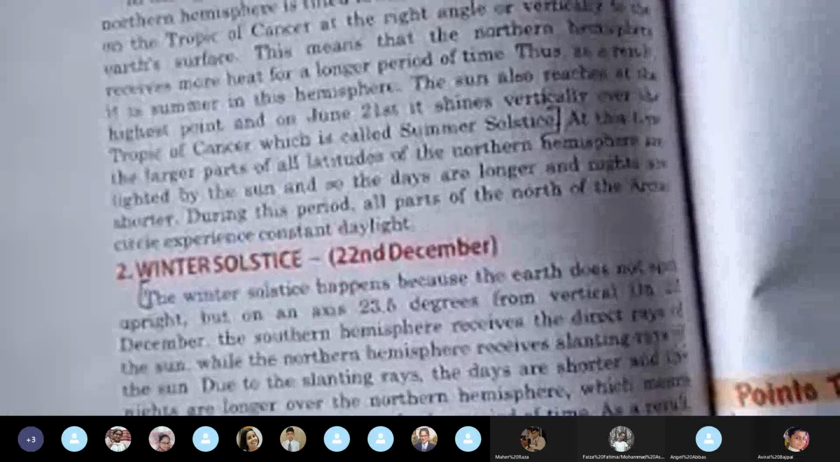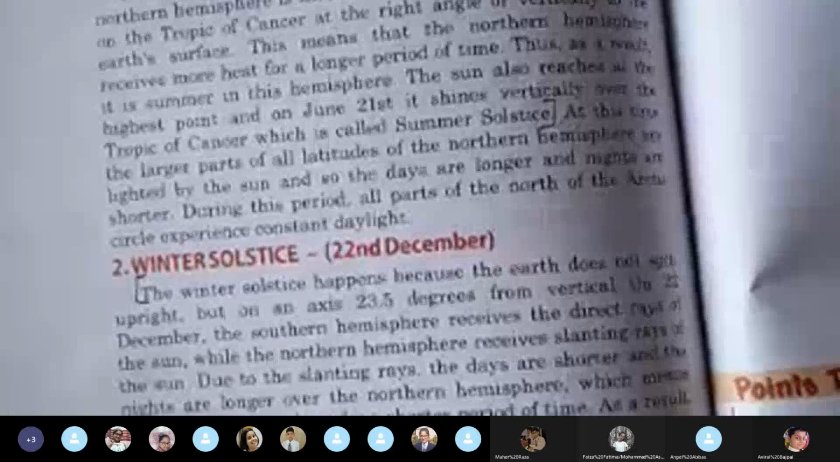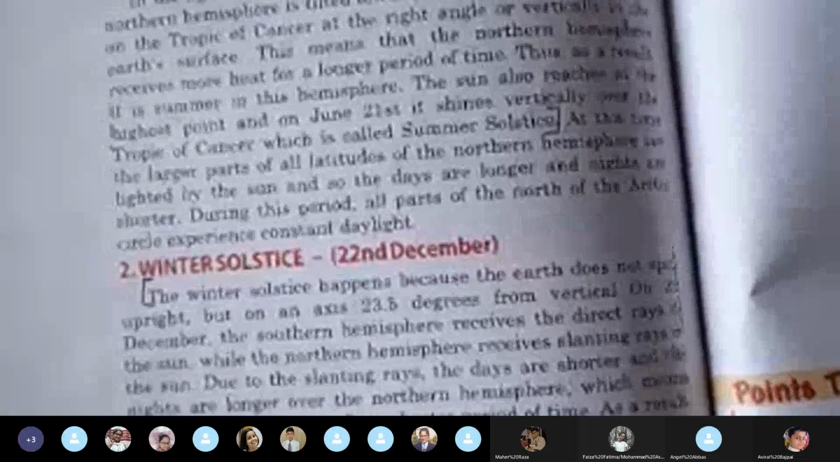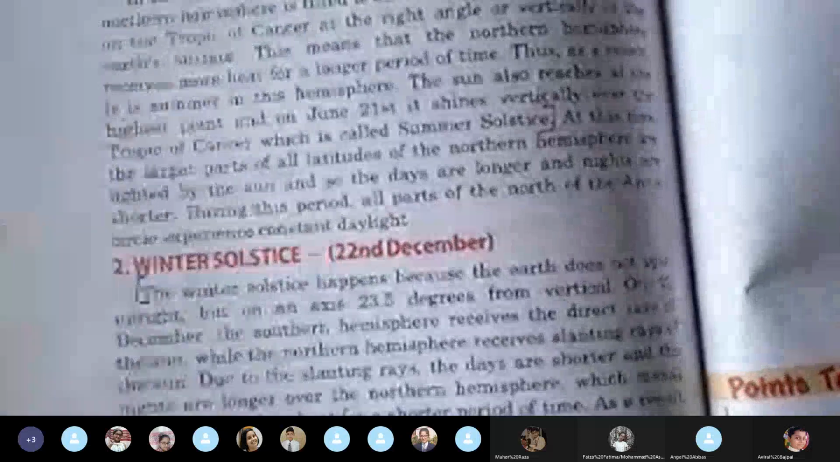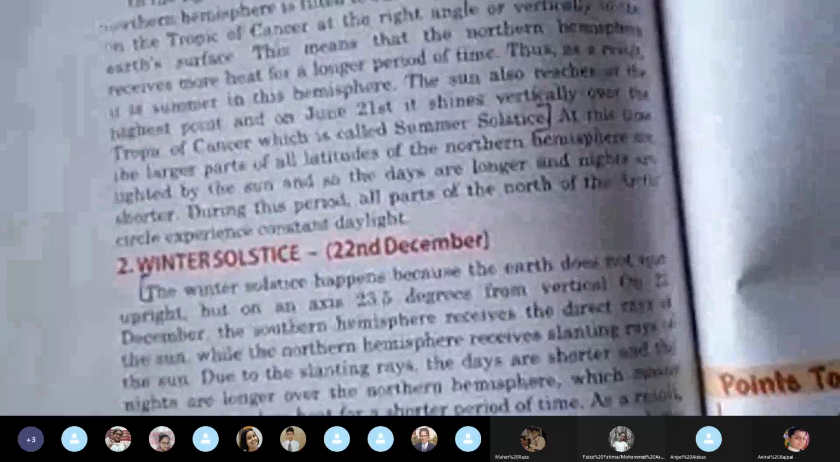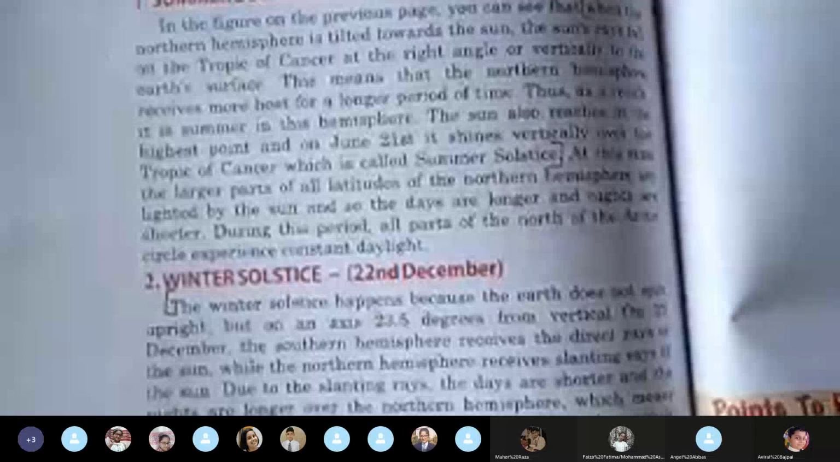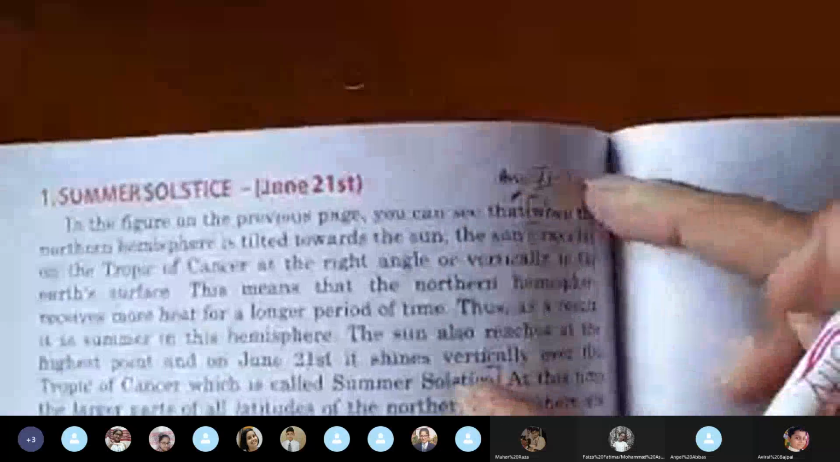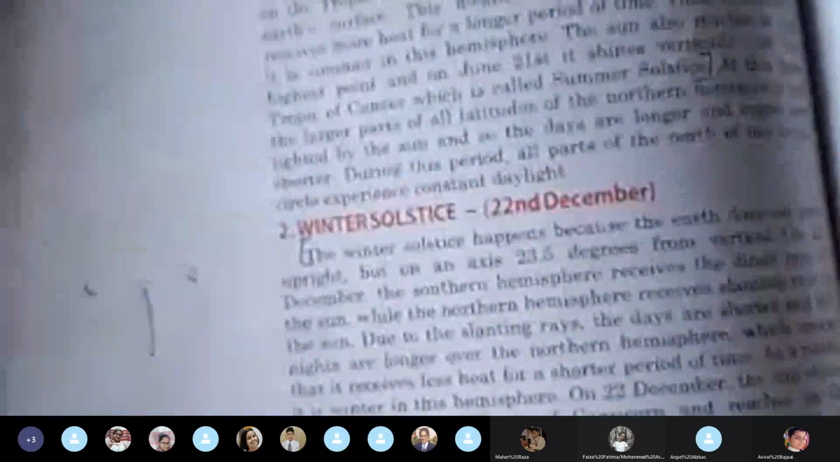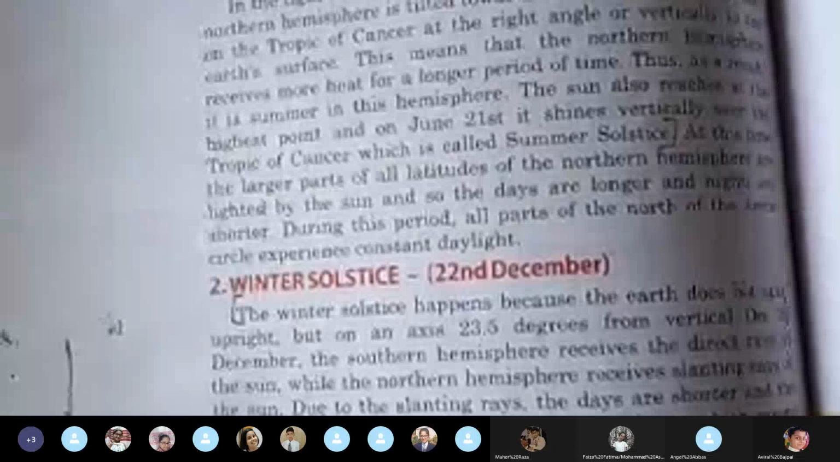On 22nd December, the sun shines vertically over the Tropic of Capricorn, and reaches the highest point in the southern hemisphere. This is known as winter solstice. Did you get it? The point here, 6.1, is your answer to be written on this side for summer solstice. For winter solstice, this is your answer. Did you get it? Open your mic and tell me.